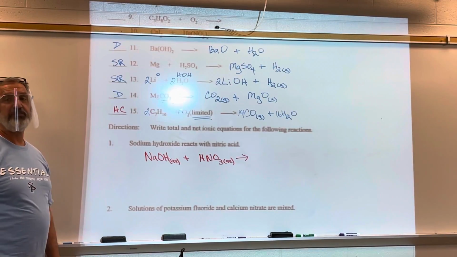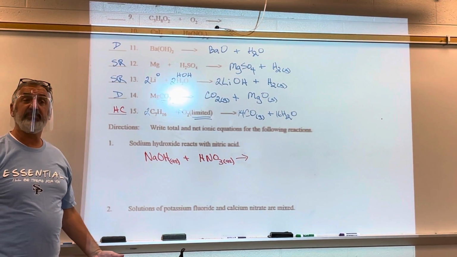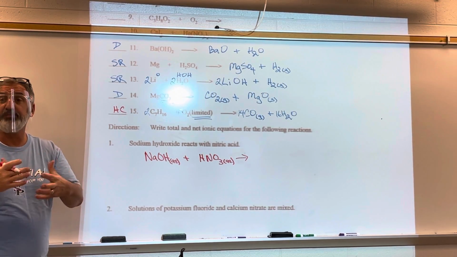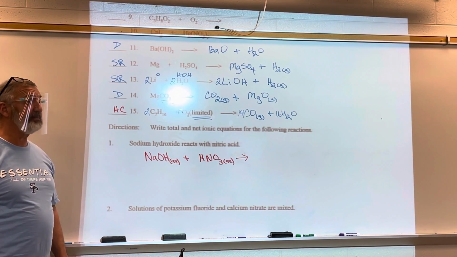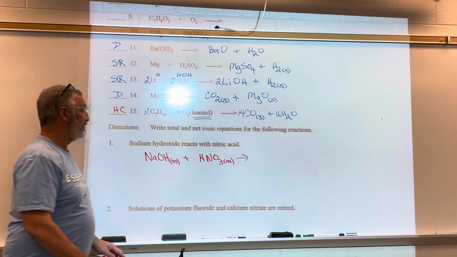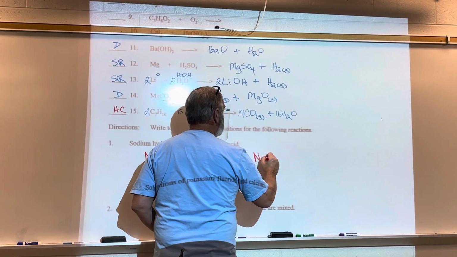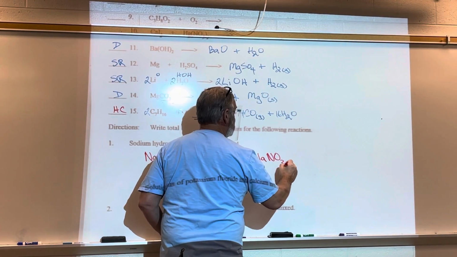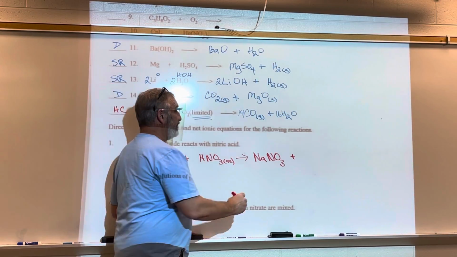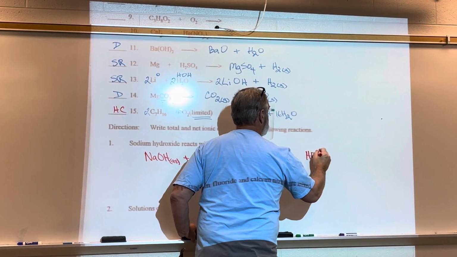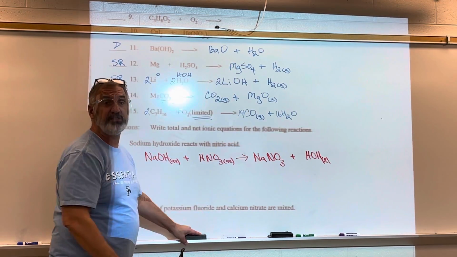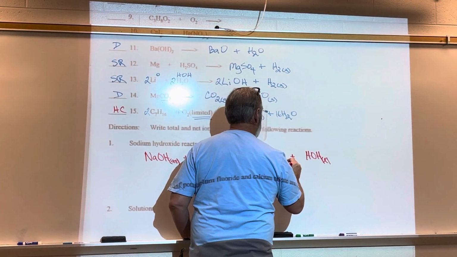In almost all double replacement reactions, the two reactants are going to be aqueous because the ions have to be able to break apart from one another so they can rearrange. So what's this going to make? Sodium nitrate, Na+1, nitrate, NO3 minus 1, so it's just NaNO3 plus water, HOH. And this is a nitrate, so in terms of solubility, it's going to be aqueous.